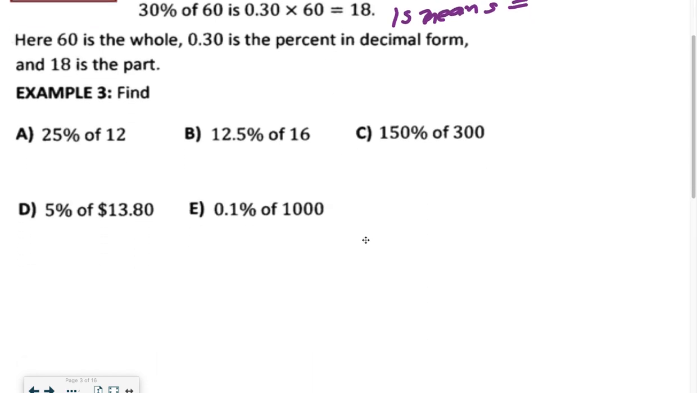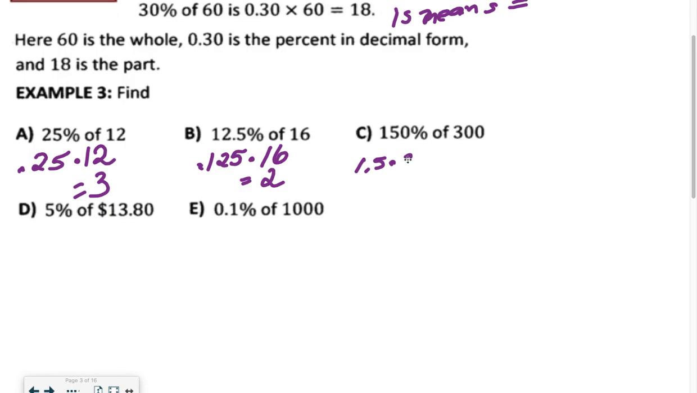So I'll demonstrate down here. 25% can be written as 0.25. The word of in math means to multiply, 12, and that would give us 3. So 25% of 12 is 3. Then 0.125, so these have to be converted into decimals. Of, so times 16, would equal 2.